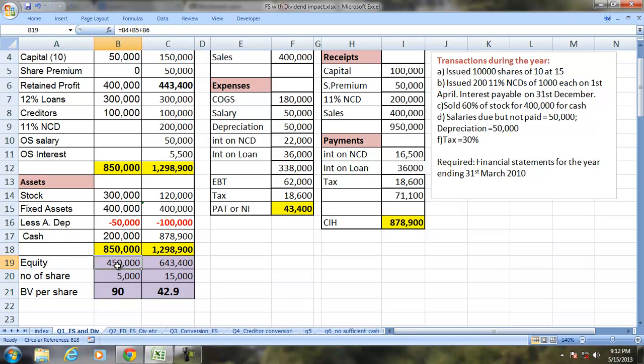The equity of the firm is capital plus share premium plus retained earnings. So equity was 450. Equity went up to 643,400 because of the issue of capital and also the current profit. The number of shares increased from 5,000 to 15,000. So the book value per share, which is equity per share, reduced from 90 to 42.9.